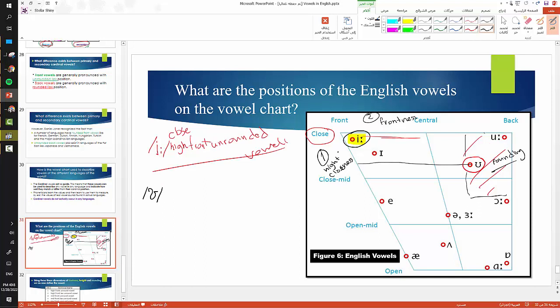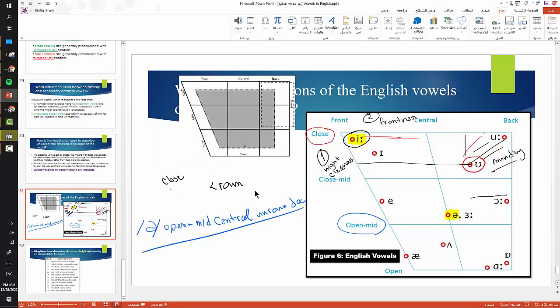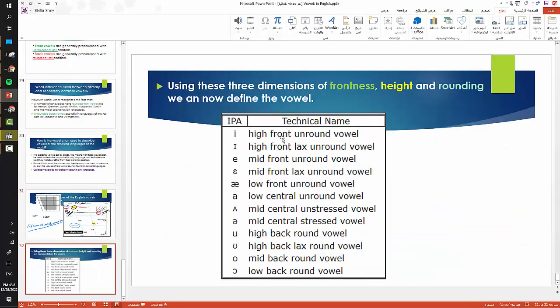What about the U sound? Still in the close or still in the high position. So high. Is it in the front or the back? It is in the back. Is it rounded or unrounded? It's in this place, so see here, it is rounded. So this is your job: to memorize these descriptions. Be creative to memorize them however you want, and may God help you.